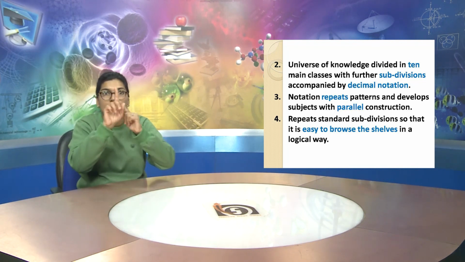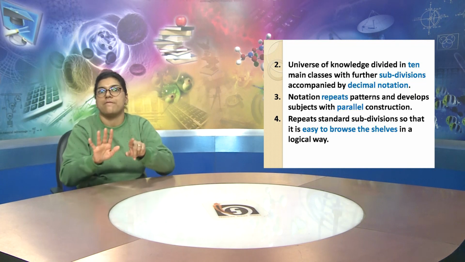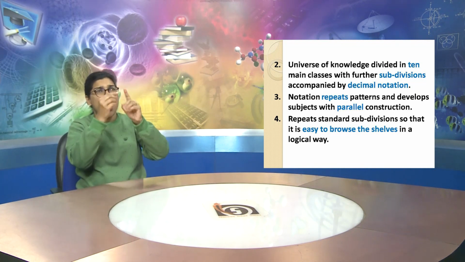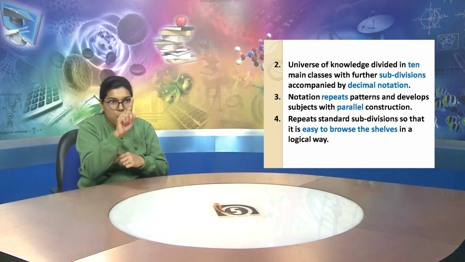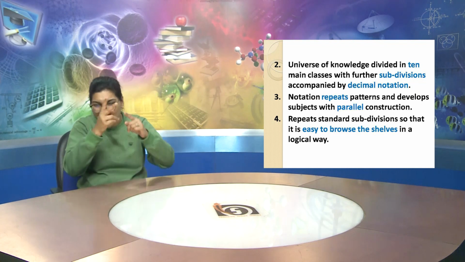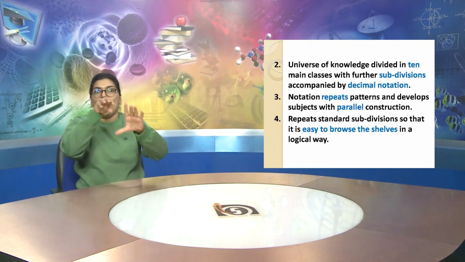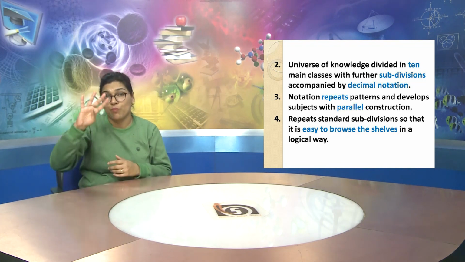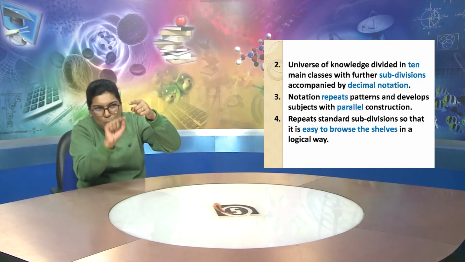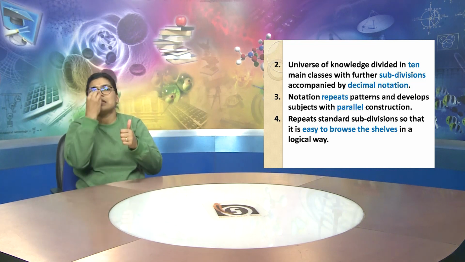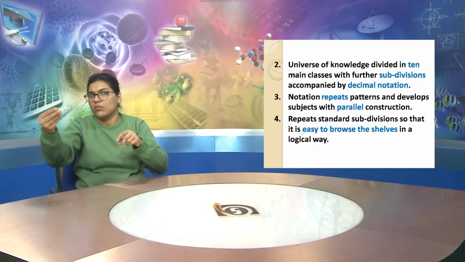Now let us understand point 3. Notation repeats patterns and develops subjects with parallel constructions. So this is the classification type. In this we use different notations, and sometimes the notations are repeated, and accordingly the name is given and the classification is done. Point 4. It repeats standard subdivisions so that it is easy to browse the shelves in a logical way.